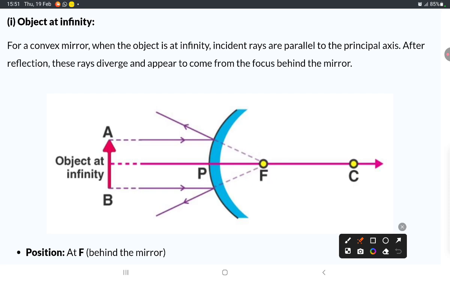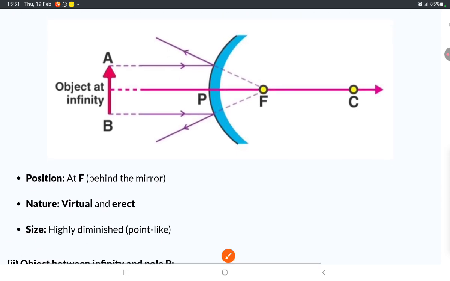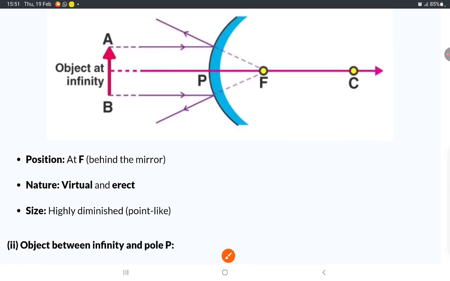And other side means simple, that is other side means which is nothing but virtual, right? Virtual means erect. So if you observe, the position is at F, and the nature is virtual and erect, right? This is a simple combination, right? Virtual and erect, and formed at the focal point, that is simply a point size object, point size and highly diminished.